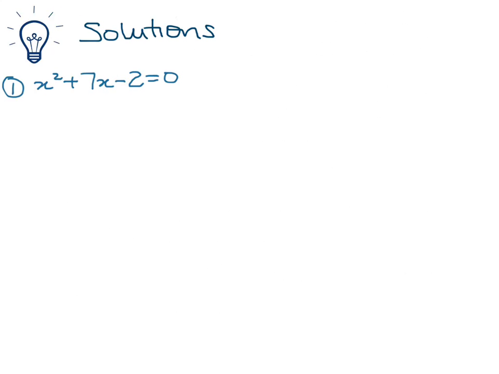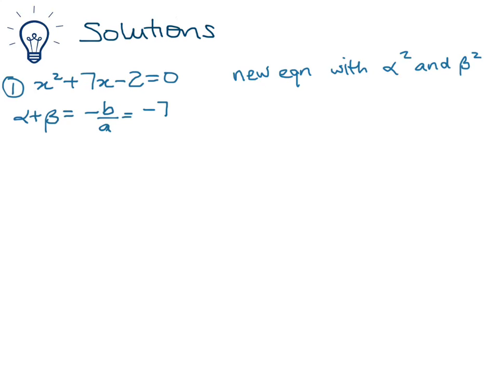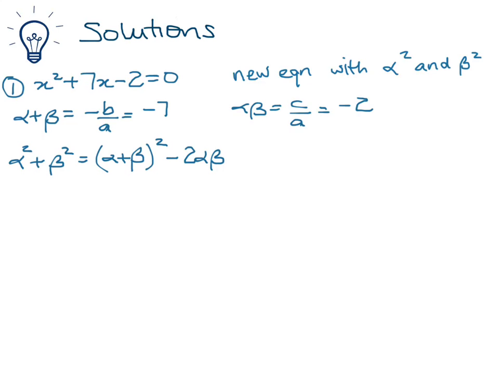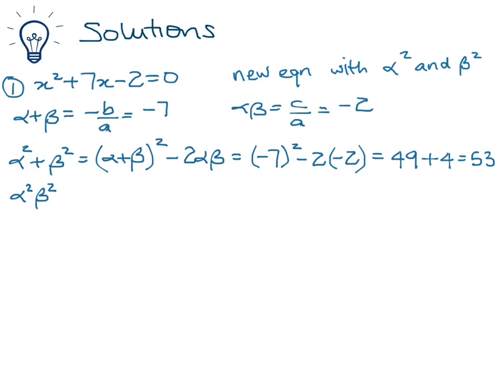So for our first one, we have x squared plus 7x minus 2. And we want a new equation with roots alpha squared and beta squared. So we know alpha plus beta is equal to negative 7, and alpha beta is equal to negative 2. Alpha squared plus beta squared is equal to alpha plus beta all squared minus 2 alpha beta, which is equal to negative 7 all squared minus 2 by minus 2, which is equal to 49 plus 4, which is 53.